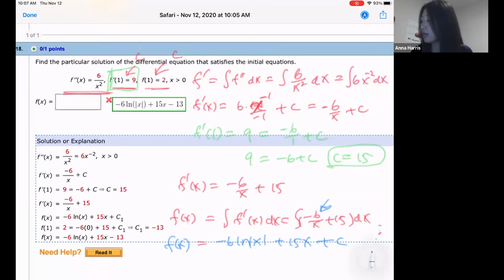Now, this is the time you are going to use this part. It says f of 1 is equal to 2. So f of 1 is equal to 2. So negative 6 natural log of 2 plus 15 times 2 plus c. When you plug in all these numbers, c has to equal which number? According to that, it's equal to negative 13.